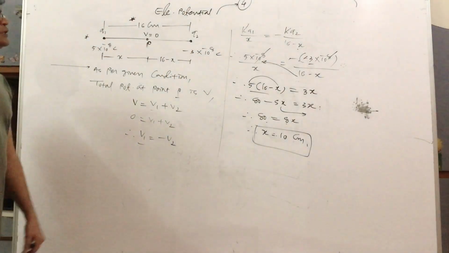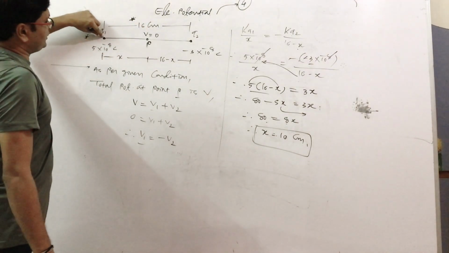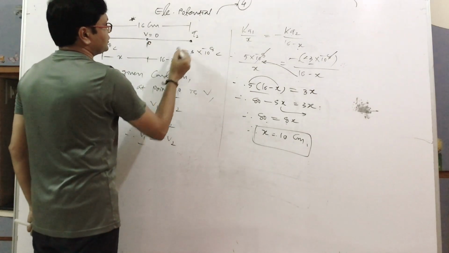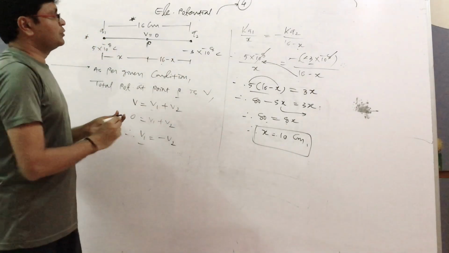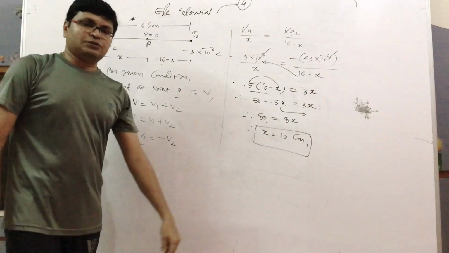So one point is clear. This point P is situated at a distance of 10 centimeter from this Q1 charge, and at a distance 6 centimeter from this charge Q2. Ready? So this is the first part of this numerical.